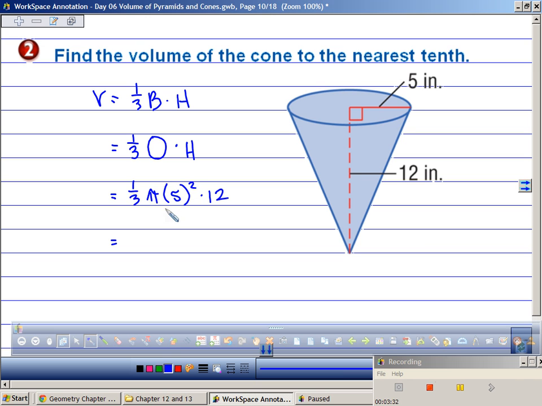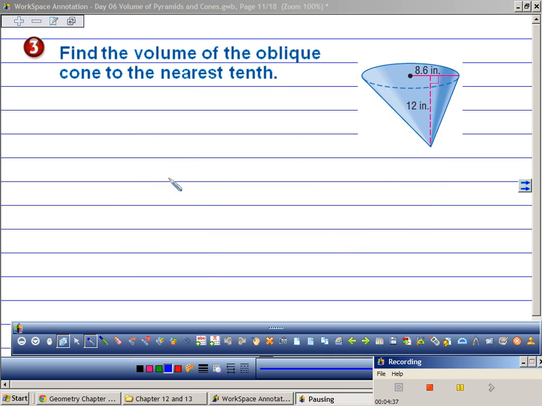And 5 squared is 25. What's 4 times 25? We don't even need a calculator for this one. Pi is 3.14. You multiply that by 100, you get 314.15. Round to the nearest tenth is 314.2 inches cubed. Let you write that down for a second.